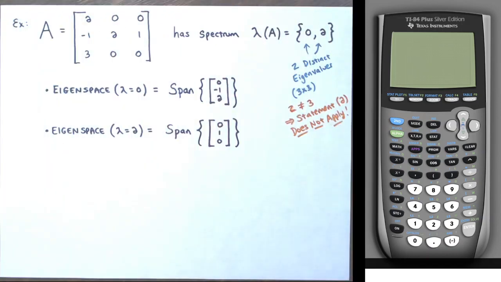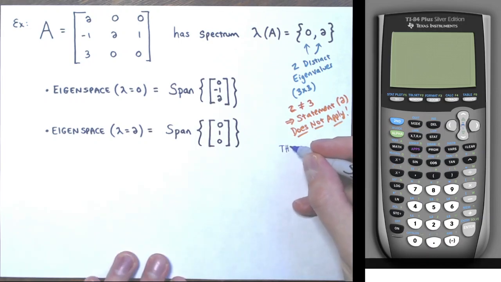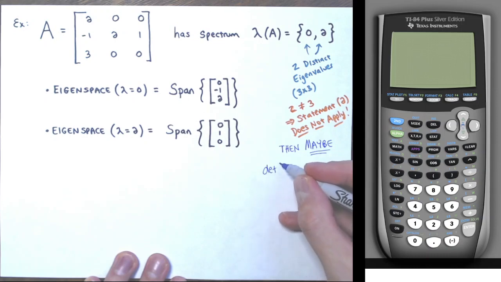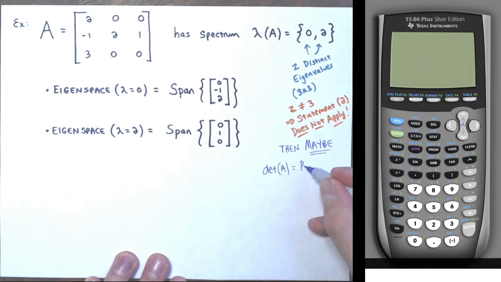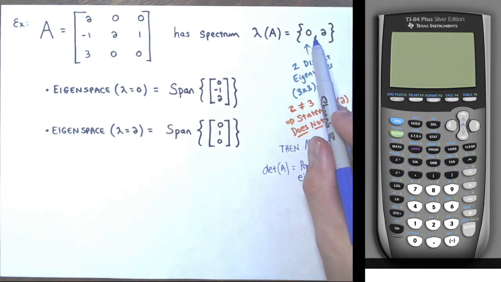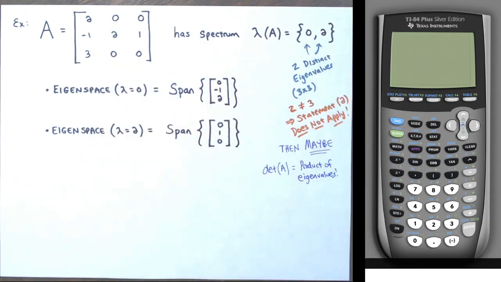If that's not the case, then maybe the determinant of A equals the product of the eigenvalues. But it's not guaranteed like when statement 2 applies, if you have a 3 by 3 and you have 3 distinct eigenvalues, then it's guaranteed.